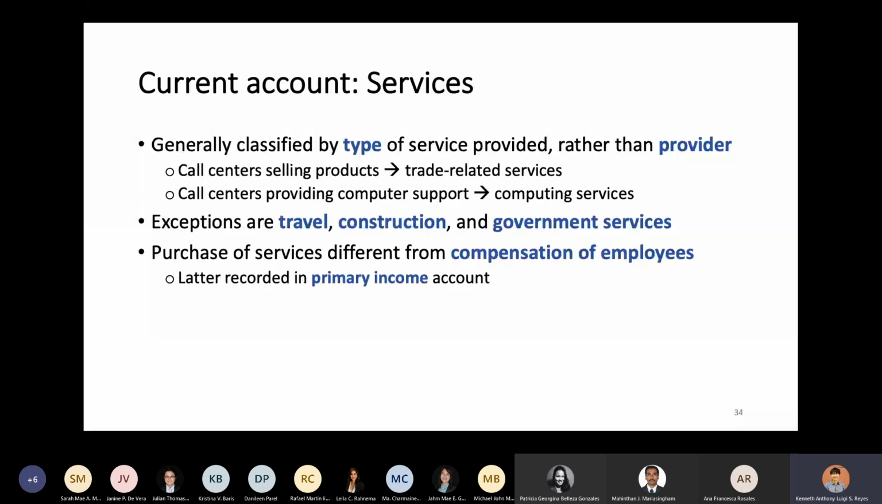Note that the purchase of services is different from compensation. So if there is an employer-employee relationship, this will not be counted under purchase of services. Rather, it will be in the primary income account under compensation of employees. Here's some additional information. You may find it in the Manual on Statistics in International Trade and Services, or EXITS.